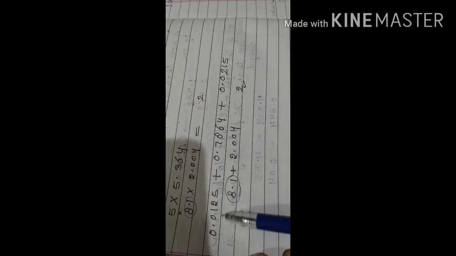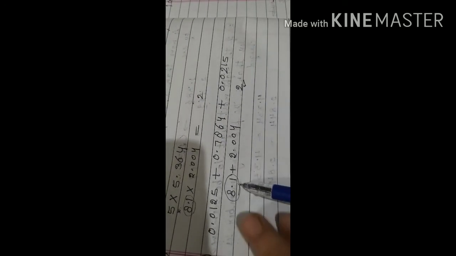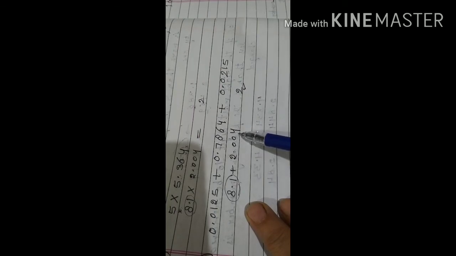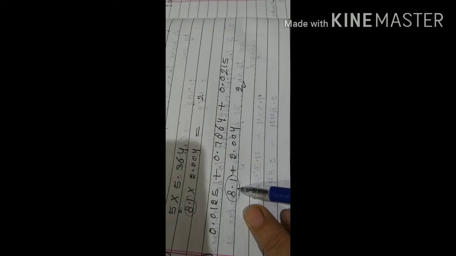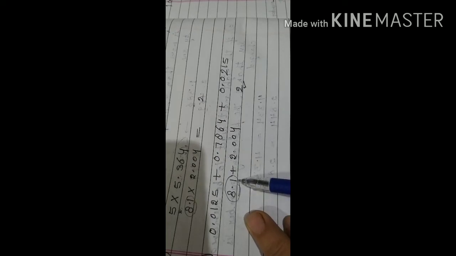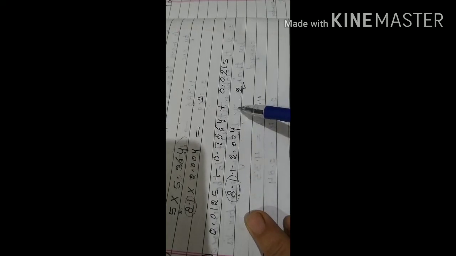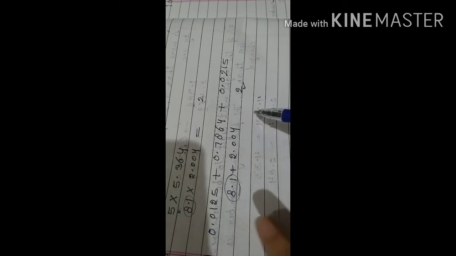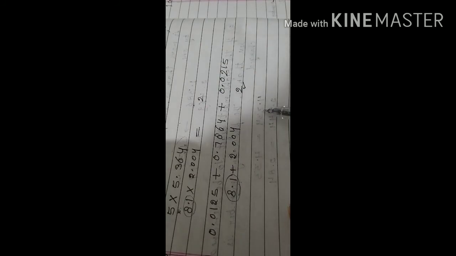See the next one. Suppose you are adding these numbers, 8.1 plus 2.004, and I am taking the smaller number. Again the smaller number here is 8.1, which has 2 significant figures. So our answer must have 2 significant figures. This is the way to give the direct answer, which will help you solve the questions.